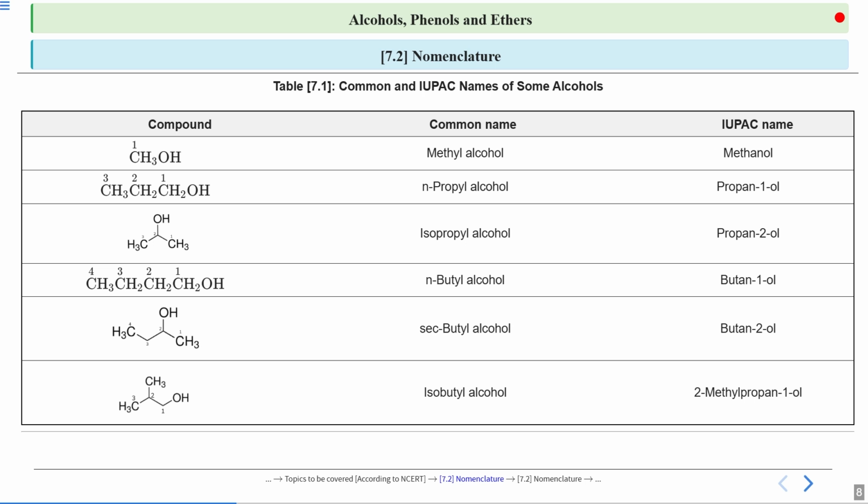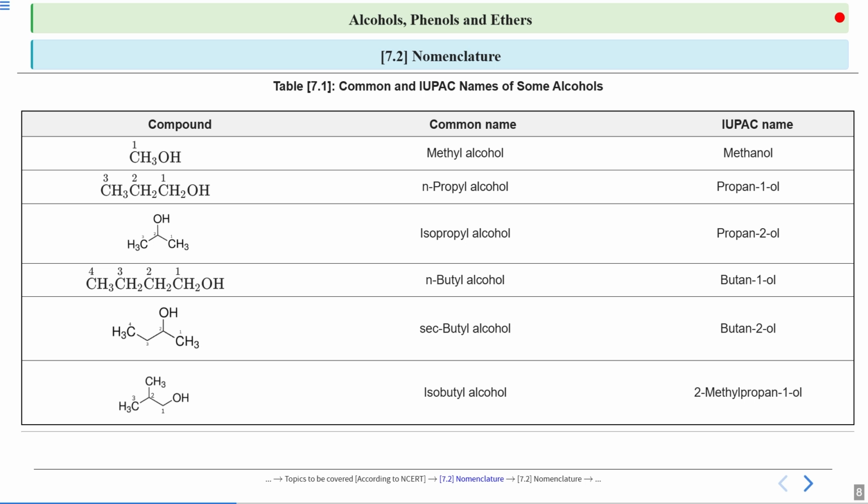So remember, we have said that firstly you have to write the alkyl group name and then add alcohol to it for writing the common name of alcohol. But for IUPAC name, you have to write it properly, like the parent alkane, and then E will be replaced by ol. So first is methyl alcohol, IUPAC name methanol.